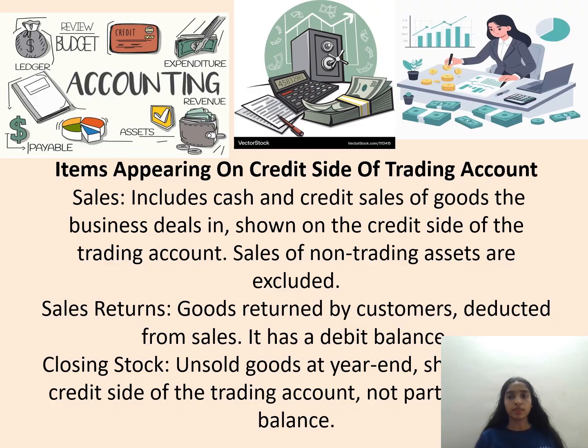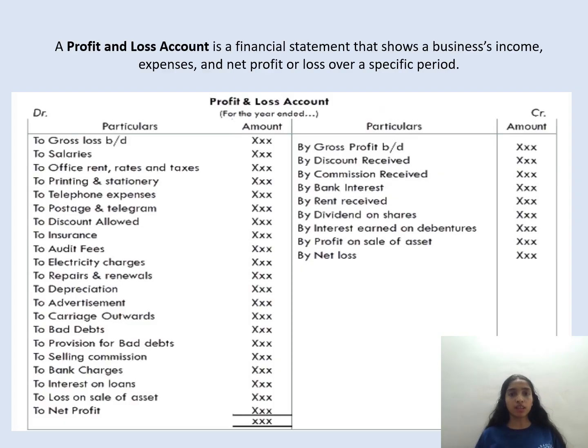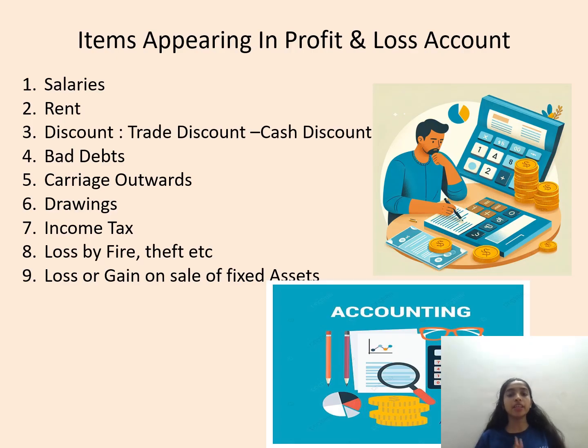Economics. A profit and loss account is a financial statement that shows the business income or expenses and a net profit or a loss over a specific period. Items appearing in the profit and loss account. First is salaries. Salaries are operating expenses and appear on the debit side of the profit and loss account. They represent payments made to the employees for their services. Next is rent. Rent paid is an expense and is debited in the profit and loss account. If rent is received, for example by subletting property, it is known as an income on the credit side.